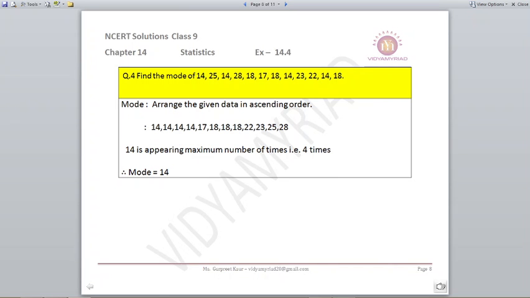Question number 4. Find the mode of the following data. So what is the first step? Arrange the numbers in ascending order. And then the second step is to find which number is repeating the maximum number of times. Now in this information, 14 is appearing the maximum number of times, that is 4 times. So my mode is 14.